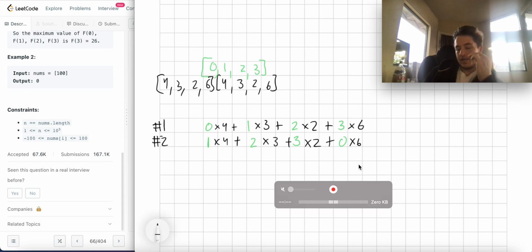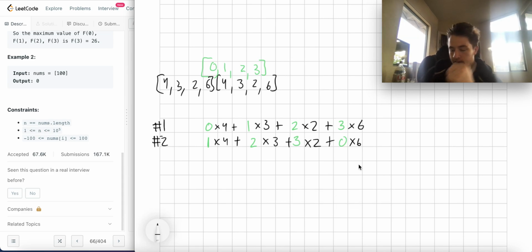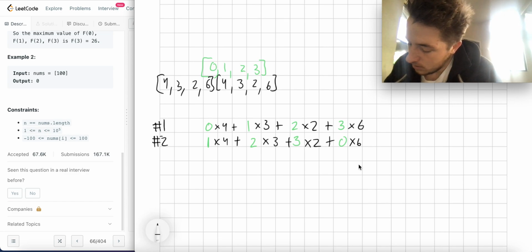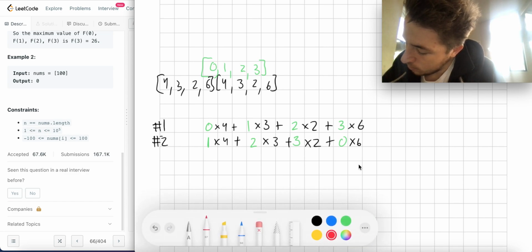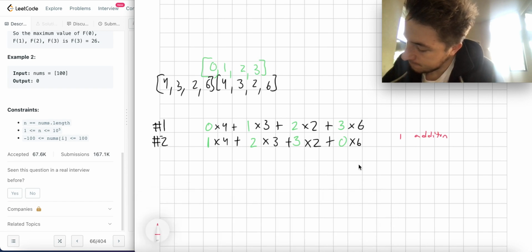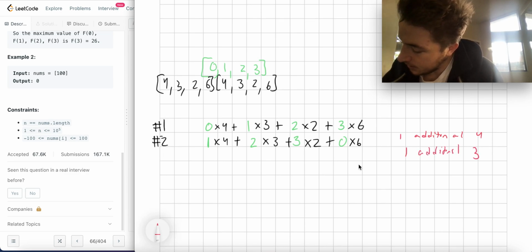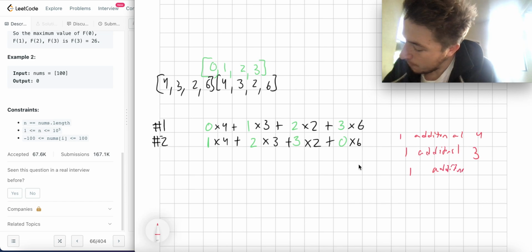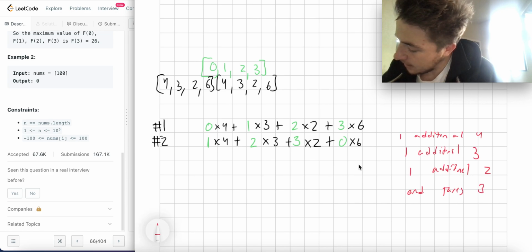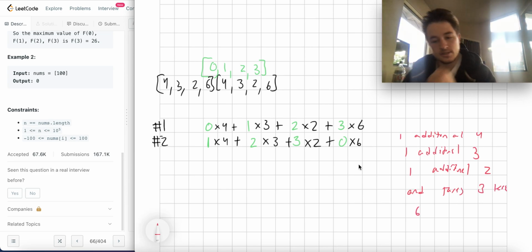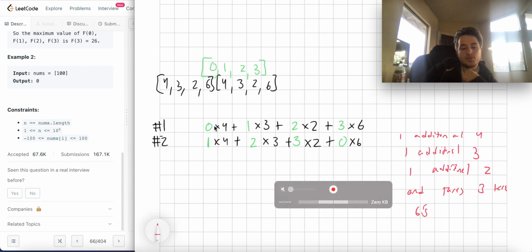6s with the 6. Well, in terms of 1, we add in 1 additional 4, 1 additional 3, 1 additional 2, and there's 3 less 6s. Does that make sense? In 2 in terms of 1, we added an additional 4, an additional 3, and an additional 2, and we subtracted out the 6s.